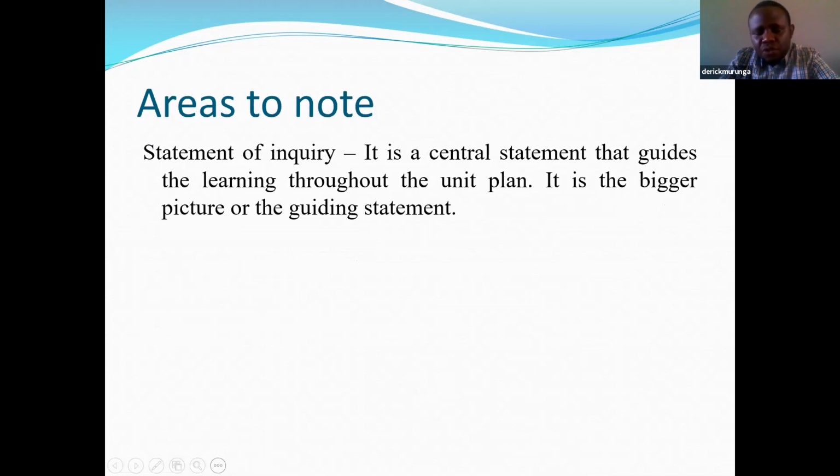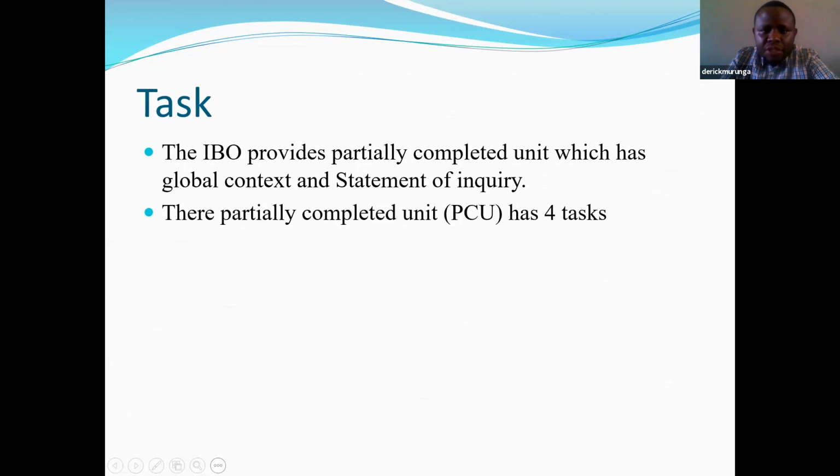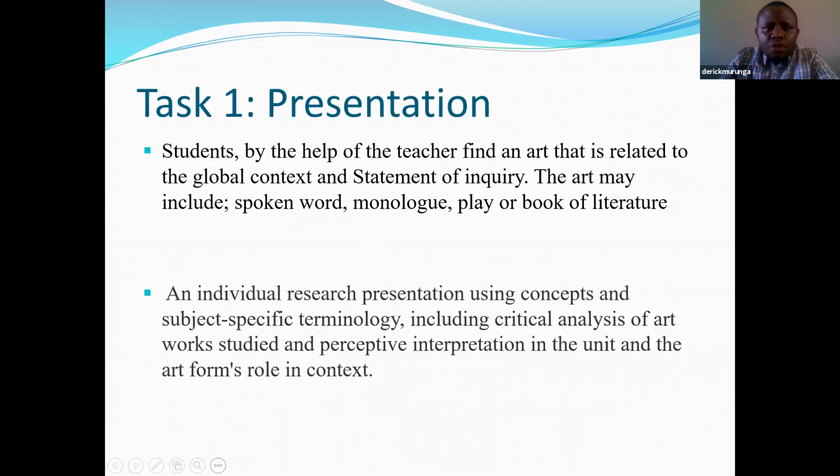And also we have a statement of inquiry, which in short means the guiding question throughout. It's a guiding question, or sometimes it is a guiding statement throughout. So whenever a student is working out, they must focus on the statement of inquiry and not veer off. And especially when tackling task 1, 2, and 4, a student is supposed to pay close attention to it and not veer off the direction. So like I mentioned earlier on, usually the IBO provides the partially completed unit or the PCU and also the statement of inquiry. The first task which the students are supposed to do is the presentation.